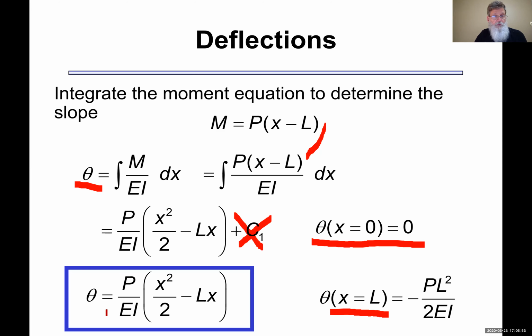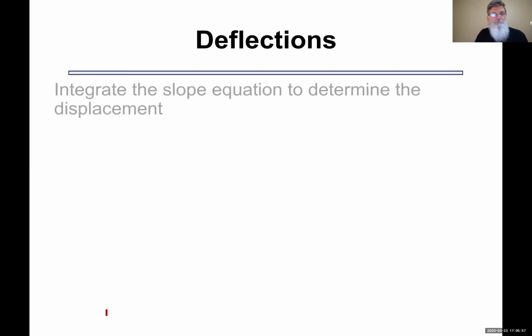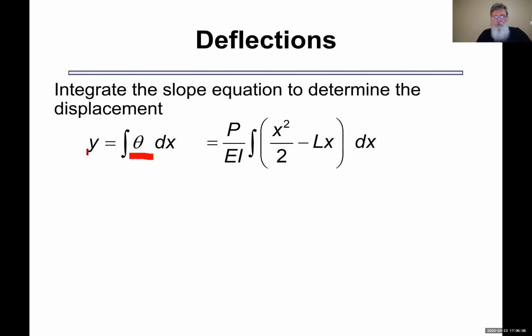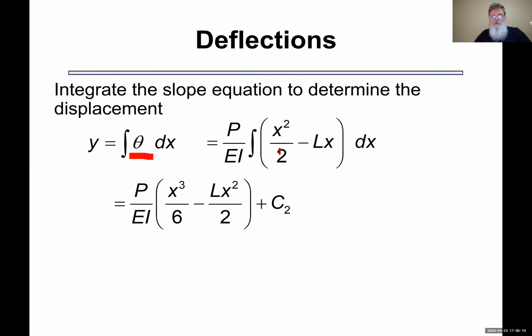So now all I have to do is integrate this one more time, and I'll have my displacement equation. So I now have an equation for slope. I'm going to integrate it and find my displacement equation. So I'll plug it in. Let's do the integration. Again, polynomial integration is not too hard. So x squared over 2 becomes x cubed over 6. Lx becomes Lx squared over 2. And then we generate a new integration constant.